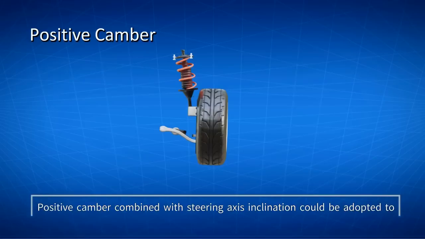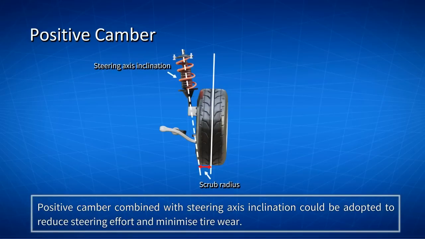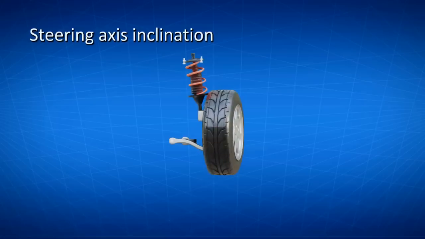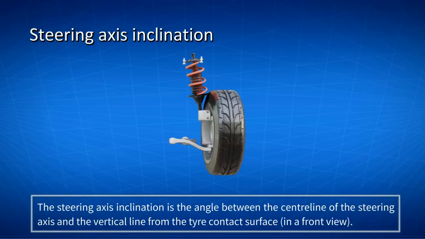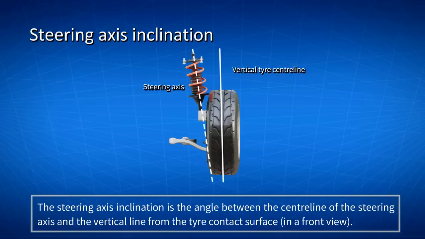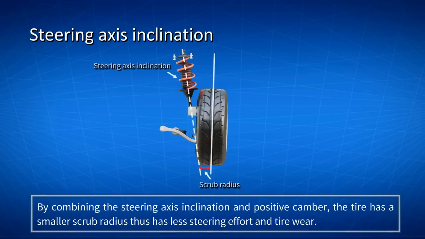Positive camber combined with steering axis inclination could be adopted to reduce steering effort, and minimize tire wear. What is steering axis inclination? The steering axis inclination is the angle between the centerline of the steering axis, and the vertical line from the tire contact surface, in a front view. The distance between the steering axis and the center of the contact patch is the scrub radius. By combining the steering axis inclination and positive camber, the tire has a smaller scrub radius, thus has less steering effort and tire wear.